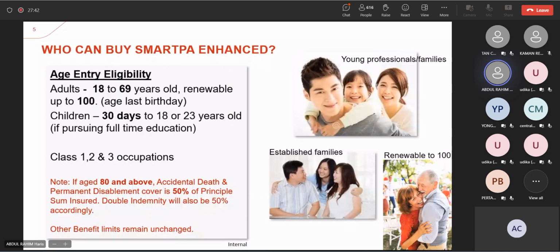On the right, I've highlighted young professionals, families. These are more or less the key segments that are from our books. These are the segments that are buying our Smart PA Enhanced. So young professionals or young families, and also those with established older families, with children in their teens, really, they start looking for PA, or that's when this product is very suitable for these segments.